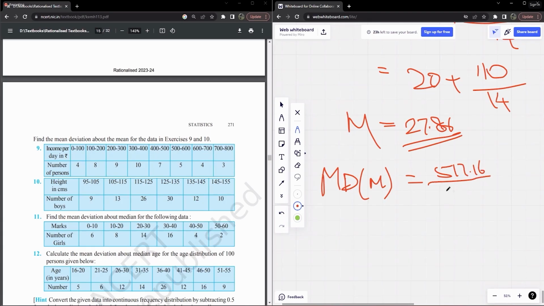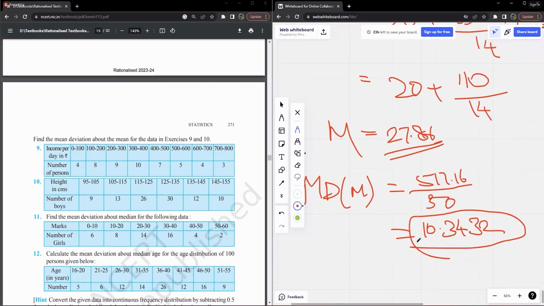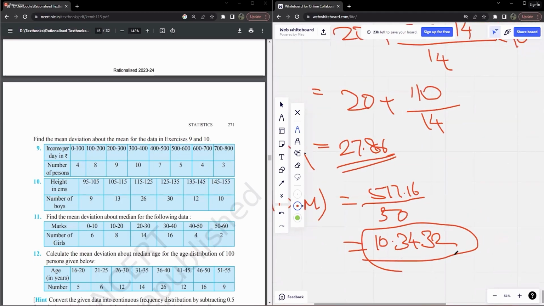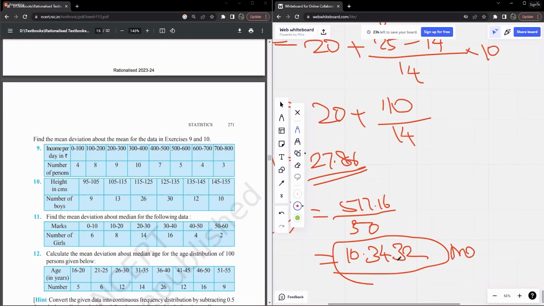Therefore, your mean deviation above the median is going to be 517.16 divided by the number of elements, which is 50. If I do 1 into 2, this is going to be 1034.32 divided by 100. So I'll move the decimal 2 places over, which gives me 10.3432 as the mean deviation. Since the deviation is for marks, I'll write this as 10.3432 marks. That's it.